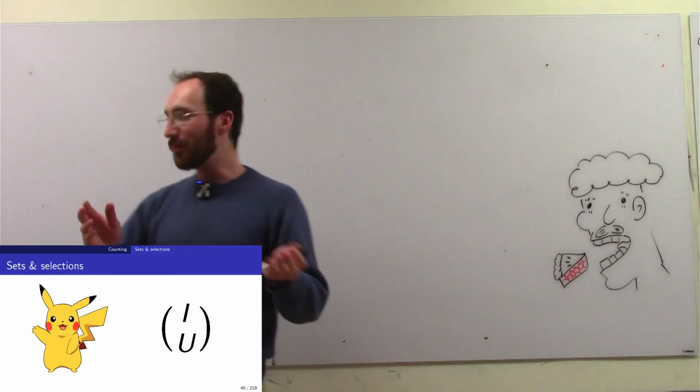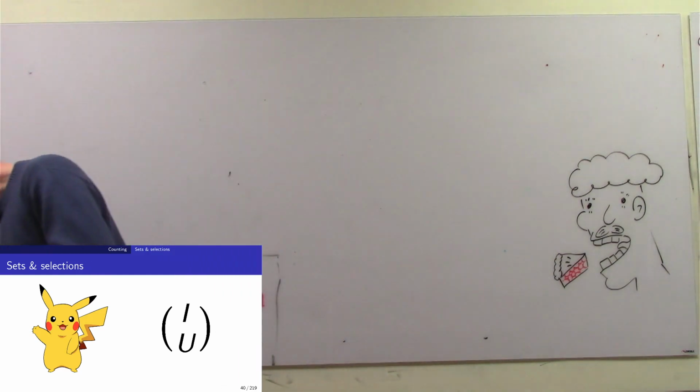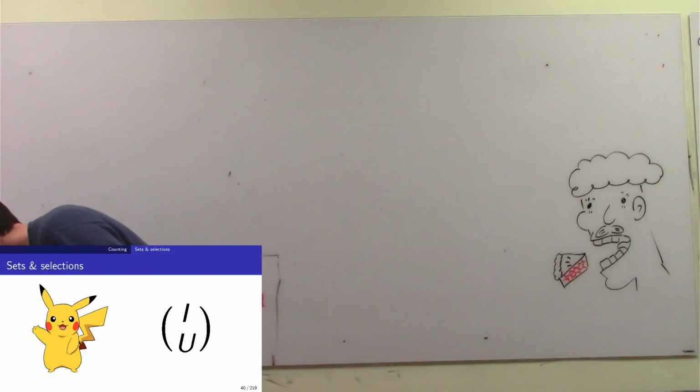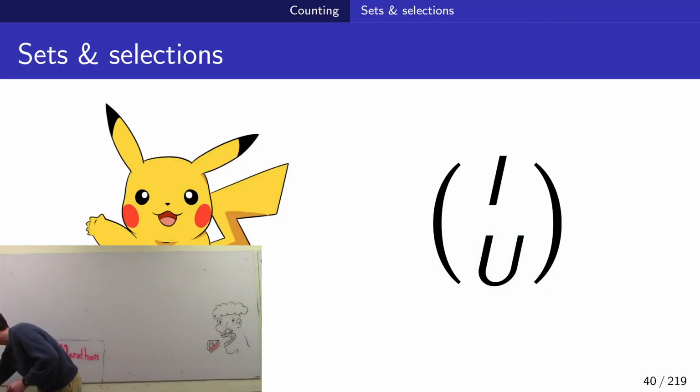And we're going to just move on to sets and selections, and I'm going to figure out how to work this stream deck. So I apologize if there's a little bit of a hump. So there we go. You don't need me for a second.